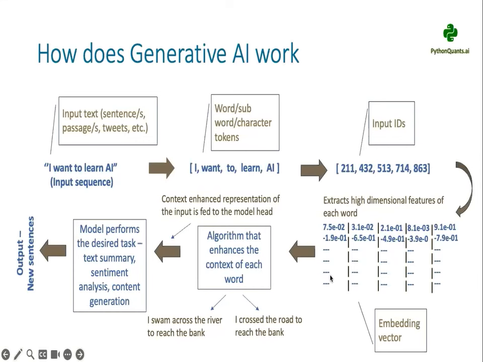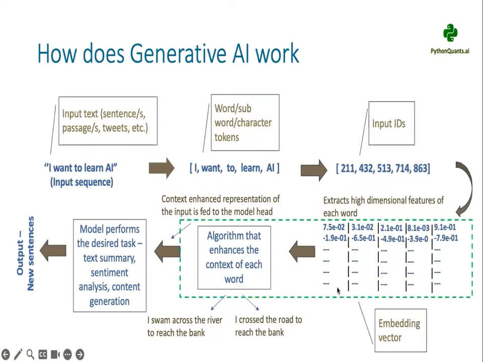These feature vectors capture many different features of a word, which not only help us in getting a deep understanding of the contextual meaning of the word, but also its association with all other words in the input sequence. And these feature vectors are referred to as embedding vectors. And these embedding vectors are then passed into an algorithm that enhances the context of each and every single word, which is then finally fed into a model which is tuned to perform the desired task. So the real magic here is happening here.